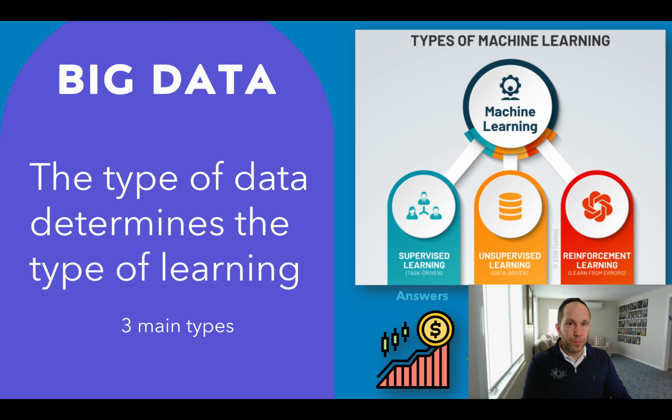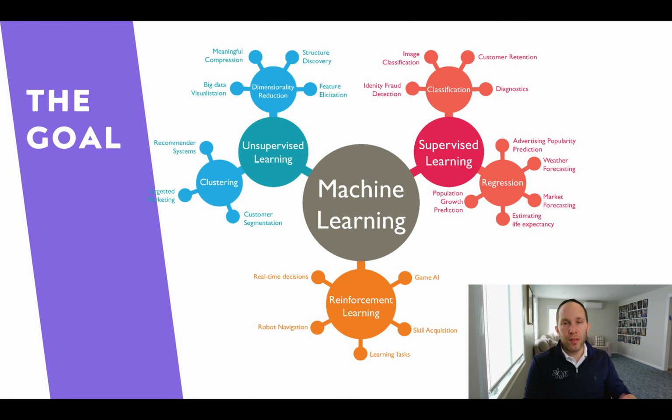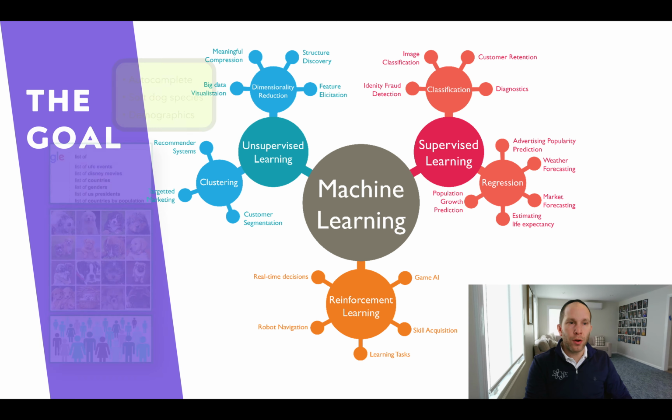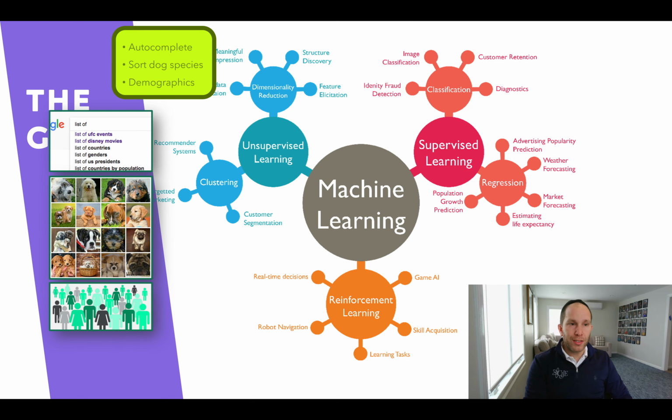It always involves big data, and the type of data we have determines the type of learning we're going to do. We'll give some more practical examples, which always helps people understand a little bit better. First, let's talk about unsupervised learning. So where do we have that?